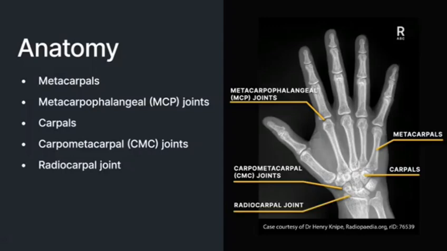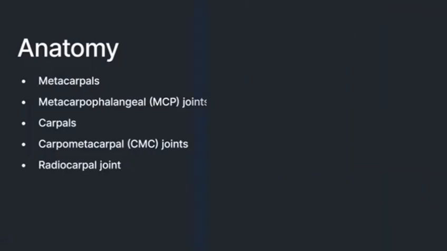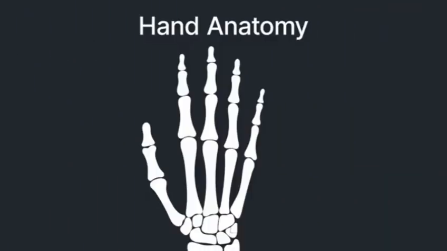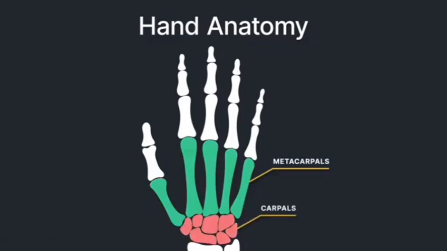Radial carpal joint, the joint between the scaphoid and radius. Now let's apply these terms and use them to identify the corresponding anatomy. There are 13 bones in the hand and wrist, 5 metacarpals and 8 carpals. You may recall from the lesson on the digits of the hand that there are also 14 phalanges.